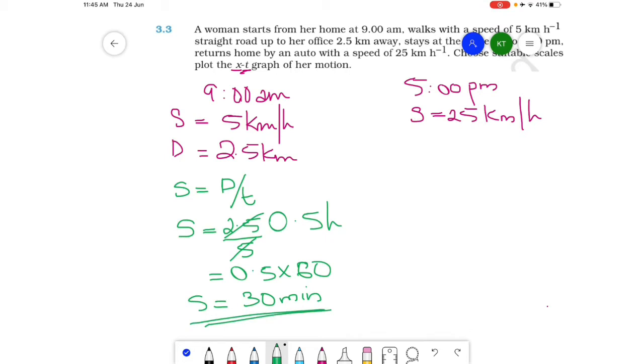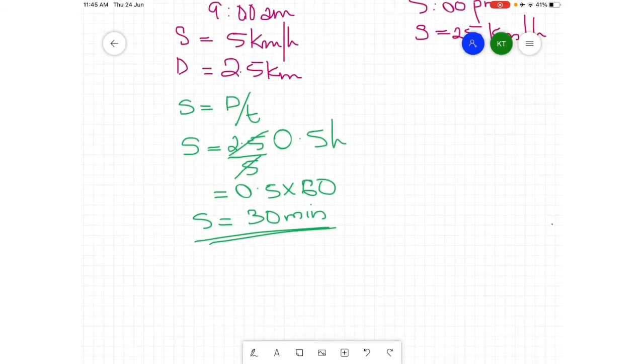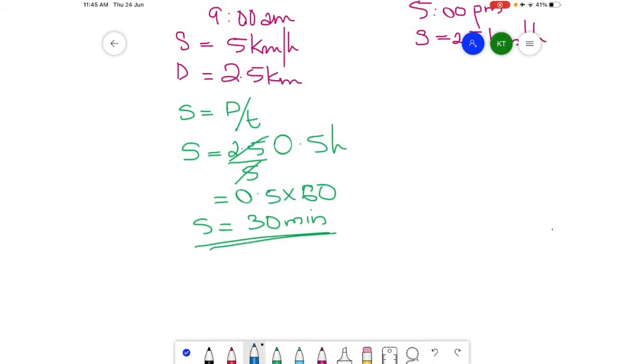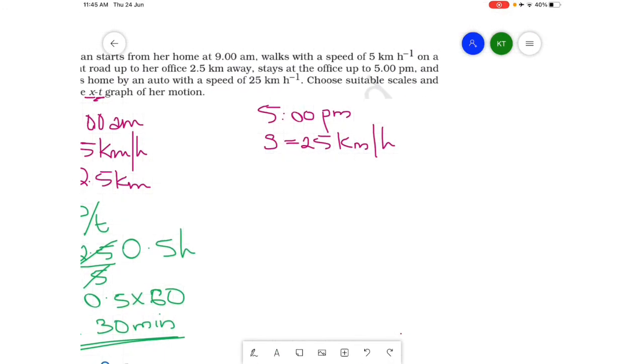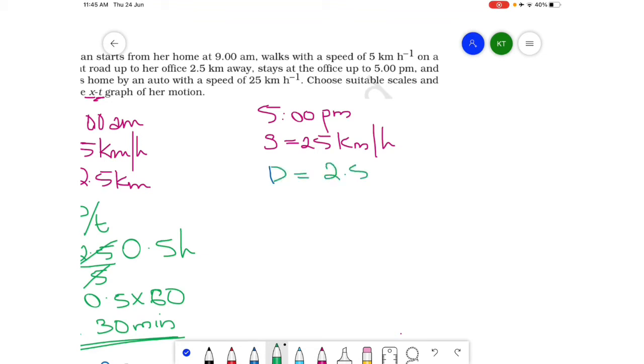That is 0.5 hours. So that means if the person starts the journey from home at 9 o'clock, after half an hour, that is at 9:30, she will reach her office. This is from her home to office. Now, on a return journey, here also the distance is 2.5 km. Why? Because she's returning from office to home, the same distance. Here also you have to calculate the time.